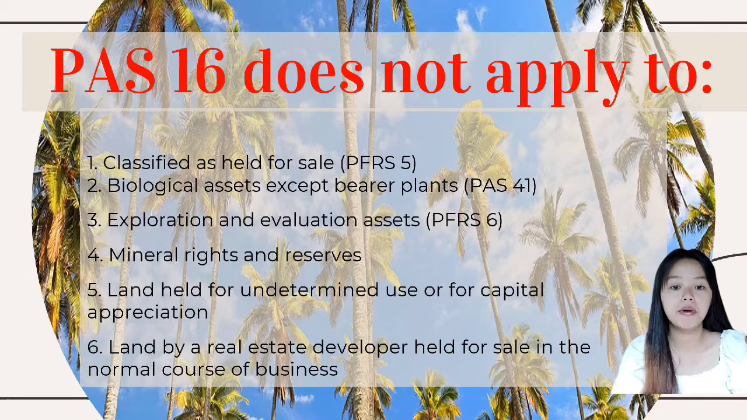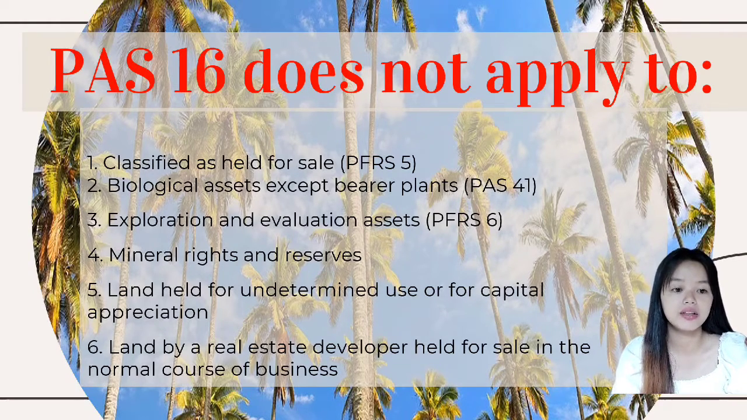However, there are items that PAS 16 should not be applied to. And these are, first, those that are classified as held for sale, and they are accounted for under PFRS 5. Next is biological assets, except of course bearer plants, which are accounted for using PAS 41. Exploration and evaluation assets accounted for under PFRS 6. Mineral rights and reserves such as oil or gas, land held for undetermined use for capital appreciation, and land held by a real estate developer.